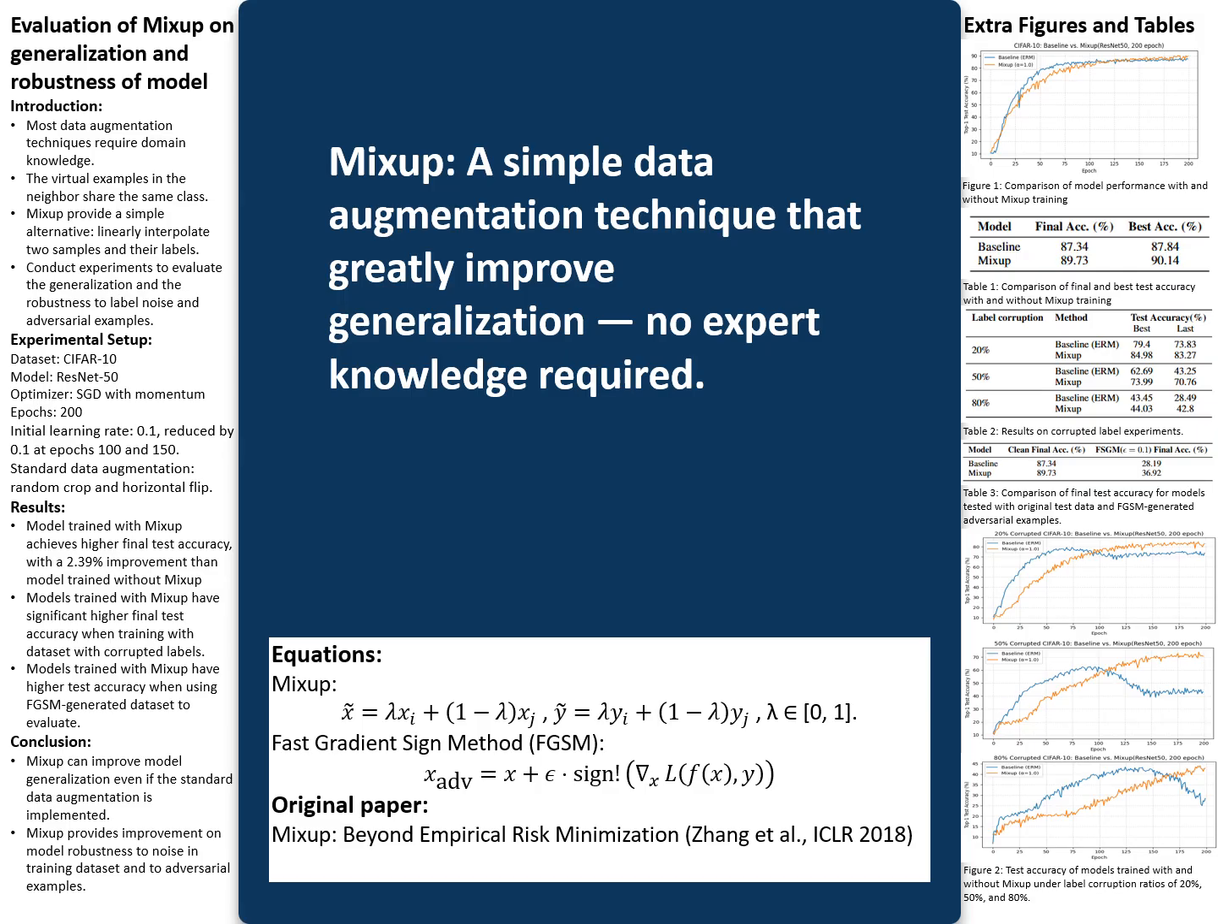There are several hypotheses of Mixup. Mixup can improve generalization and reduce memorization. It can improve the robustness to label noise. It can also improve the robustness to adversarial examples. Therefore, I conduct 3 experiments to evaluate these hypotheses.